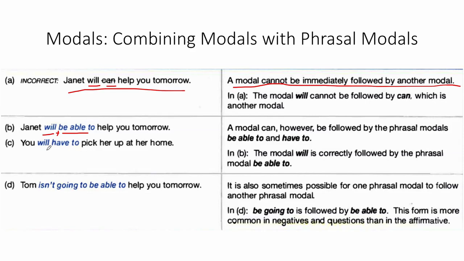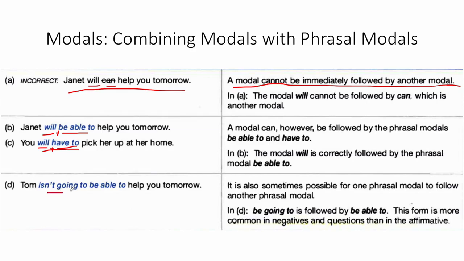We can say will have to. So here you have will, plus have to. Have to is composed of more than one word. Will is a one-word modal. So this is possible. You can combine them. A modal can, however, be followed by the phrasal modals be able to and have to.